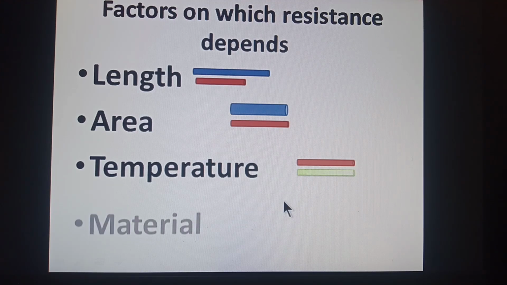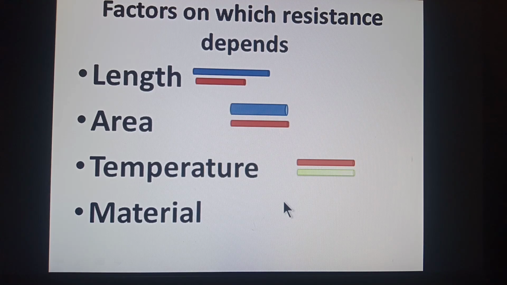And the fourth thing on which the resistance depends is the material of a conductor. Let us consider wires of same length, same cross-sectional area and different materials. Let us consider a silver wire, a copper wire, a gold wire and an aluminum wire. Their materials are different, so they offer different opposition to the flow of charge, meaning their resistance is different.